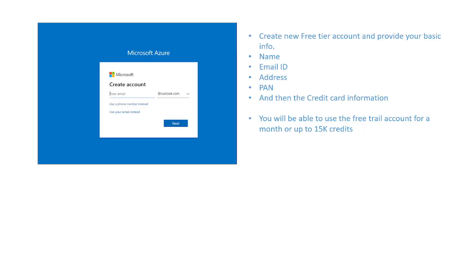You go to portal.azure.com and click on new, enter the email ID, and it will give you a free trial option. You have to click on that. Once you click, it will ask for your name, your email ID, your address and PAN number. Finally, when you are submitting, it will ask for the credit card information just to make sure the payment channel is intact.